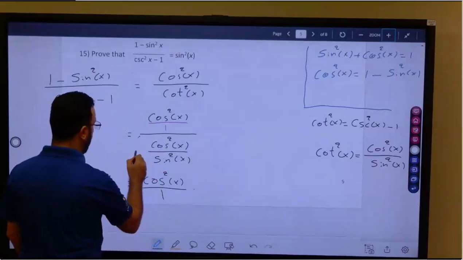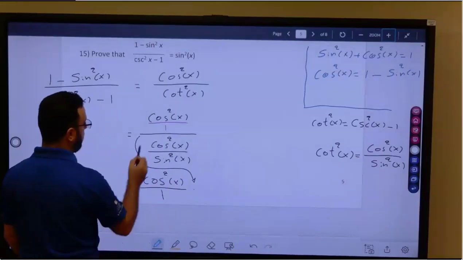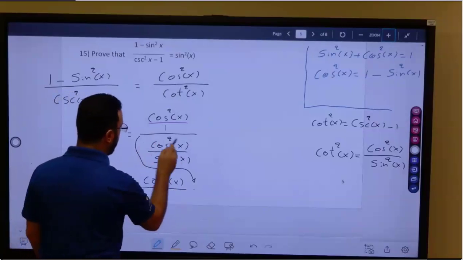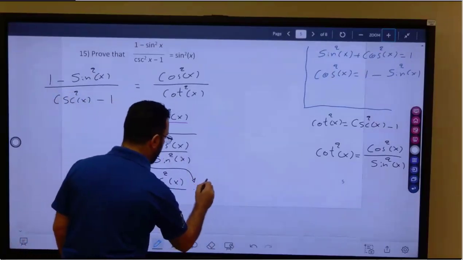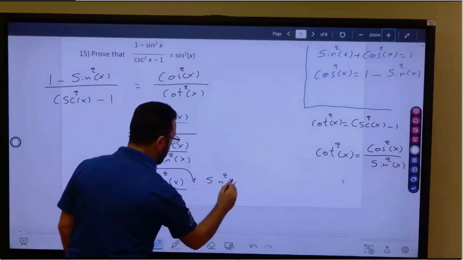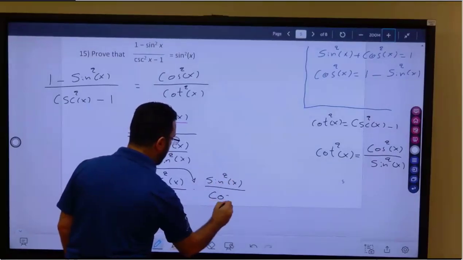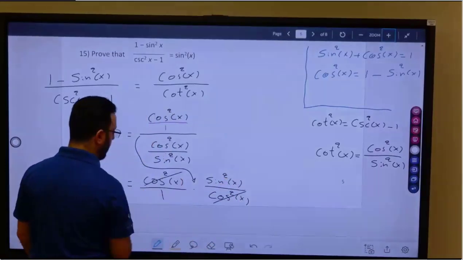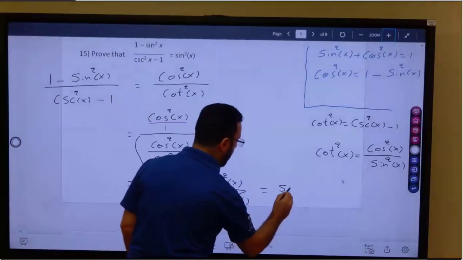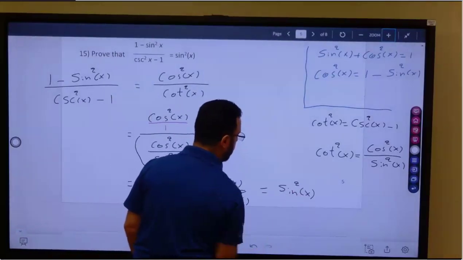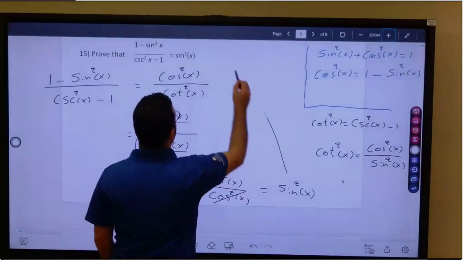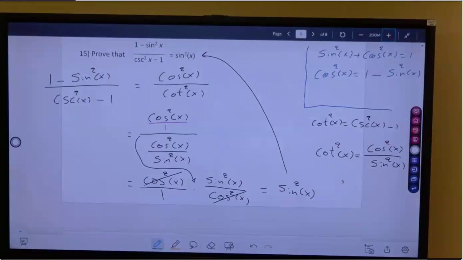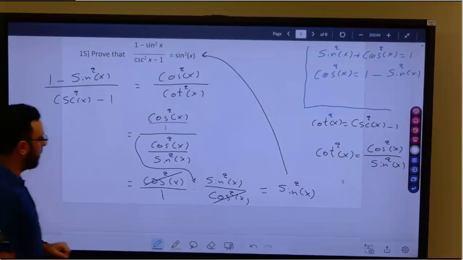and change the division to multiplication, take the reciprocal for the second part, which is going to be sine squared x divided by cosine squared x. Cancel the cosine with the cosine, so what is left is going to be sine squared x, which is right. That's it. Let's go to the next problem.